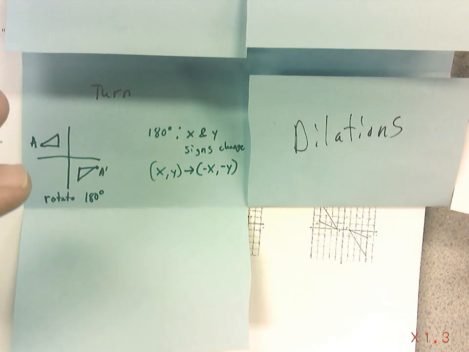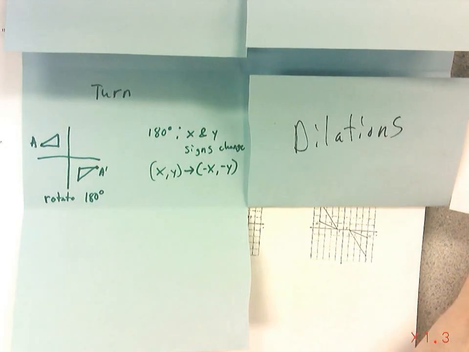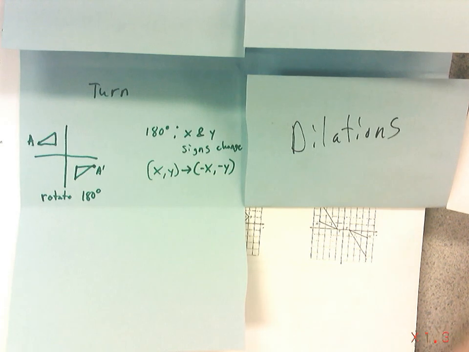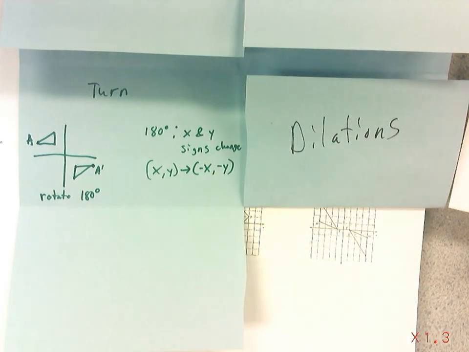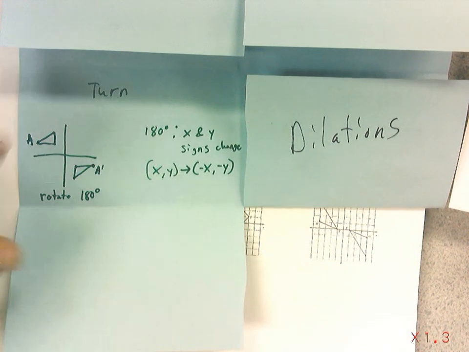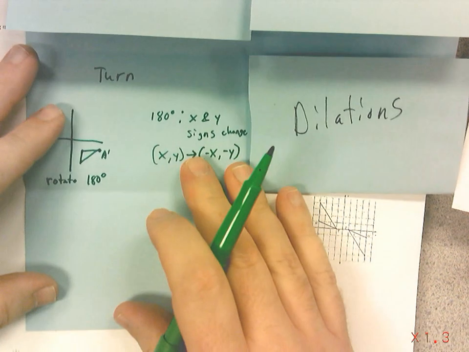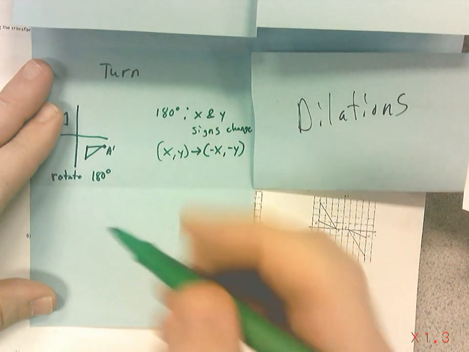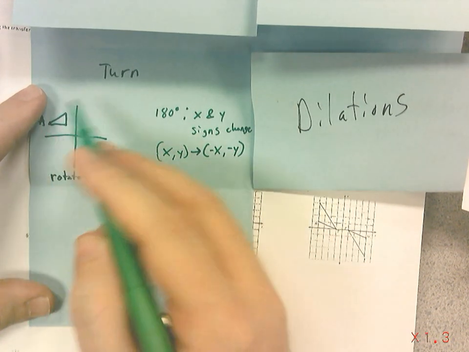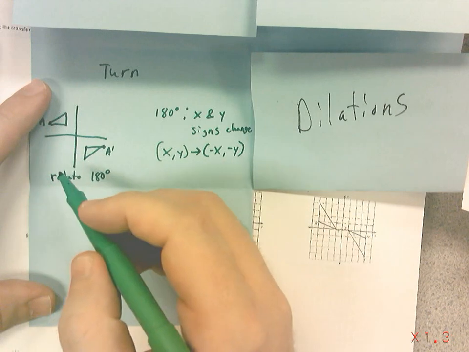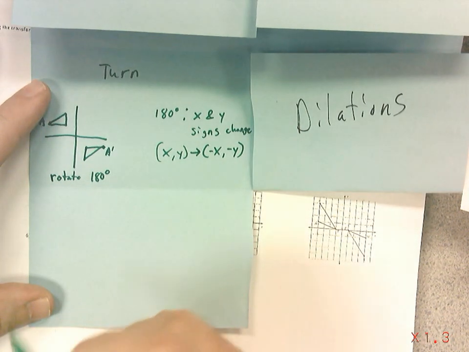Now, it gets a little bit trickier with the 90-degree rotations. We're only going to worry about 90 degrees and 180 degrees for our rotations. But let's do our two 90-degree rotations. There's two directions we can go 90 degrees. We can go clockwise, which would be going to the right. We can go counterclockwise, which would be going to the left.